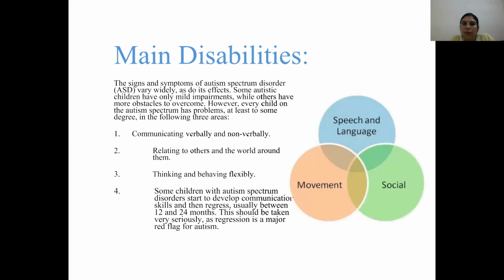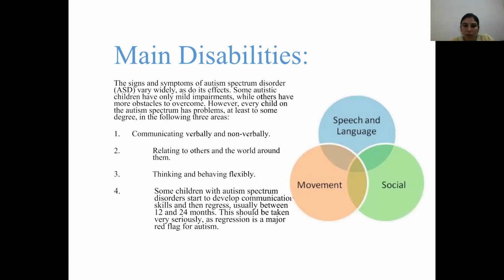The signs and symptoms of autism spectrum disorder vary widely, as do its effects. Some autistic children have only mild impairments, while others have more obstacles to overcome. However, every child on the autism spectrum has problems at least to some degree in the following three areas. First, communicating verbally and non-verbally. Second is relating to others and the world around them. Third is thinking and behaving flexibly.